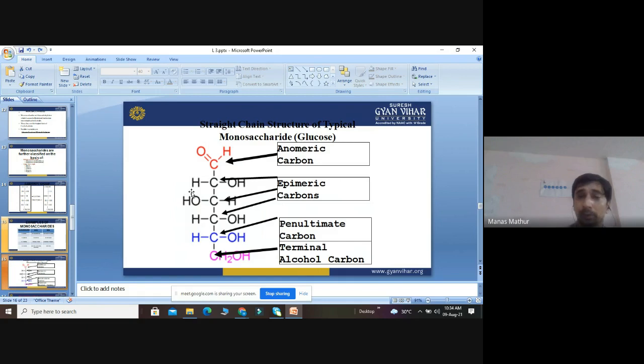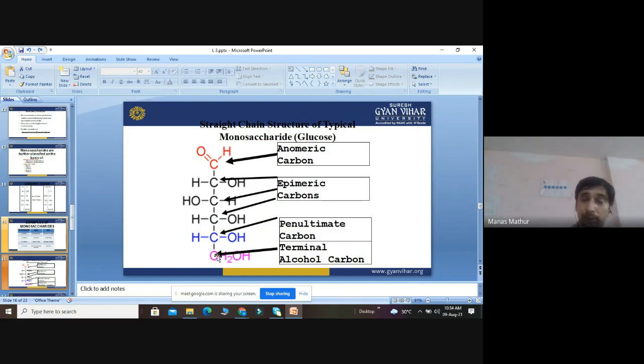Then we discuss the straight chain structure of a typical monosaccharide. I told you it contains how many carbons? 6 carbon chain. We are talking about glucose. See, 1, 2, 3, 4, 5, 6. It is having 6 carbons. So the last carbon is called the terminal alcohol carbon. Why? Because it contains which group? OH group, and it is at the 6th position. So the last one is always called terminal.